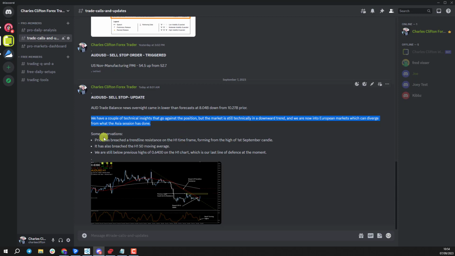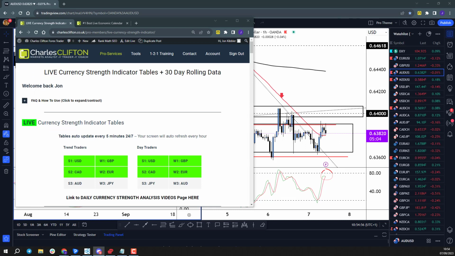Some observations that we made were that the price had breached a trendline resistance on the H1 time frame, forming from the high of the 1st of September candle. It's also breached the H150 moving average, and we are still below the previous highs of 0.64 on the H1 chart, which is our last line of defense at the moment, is what the latest update is.